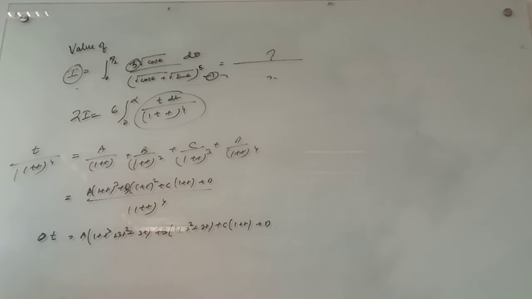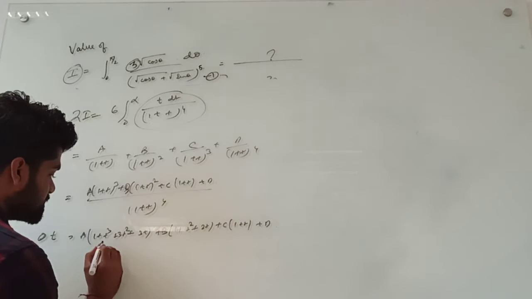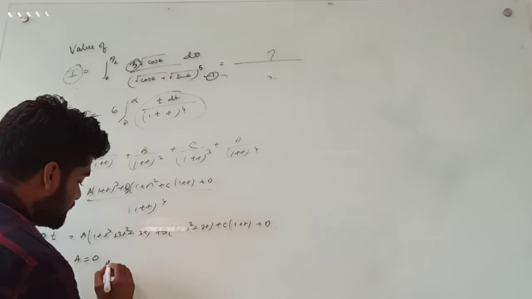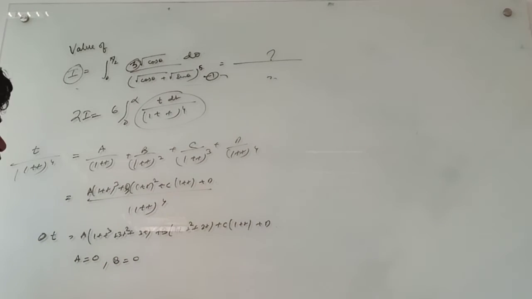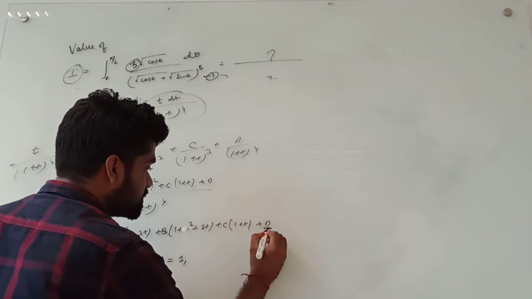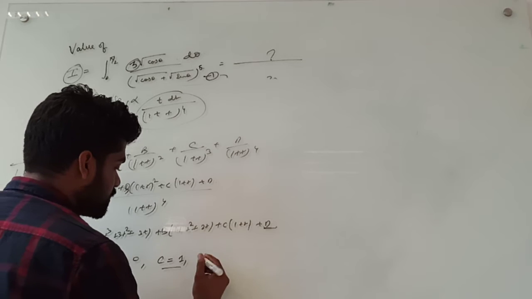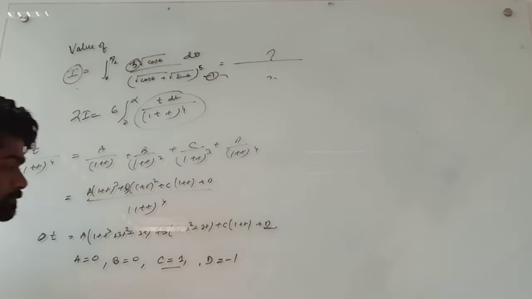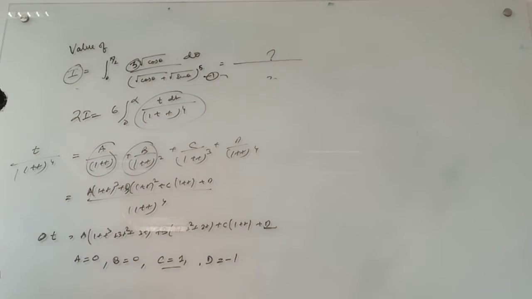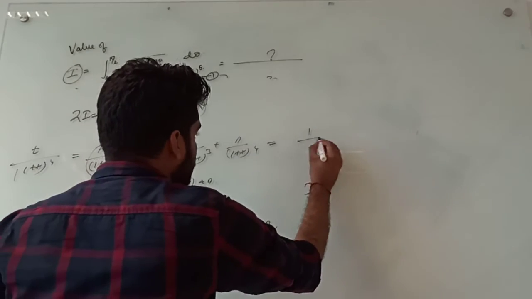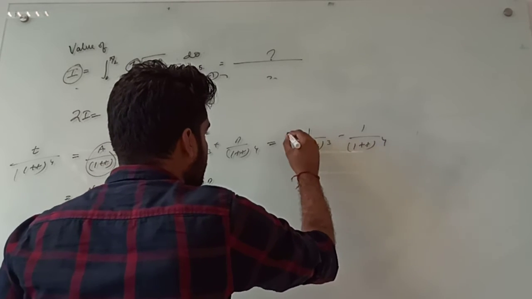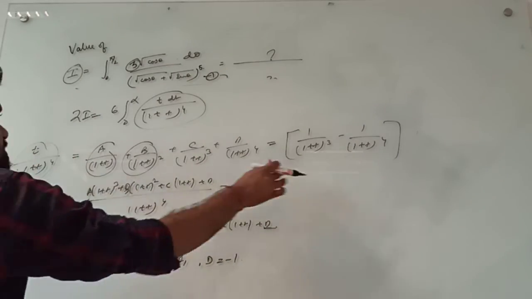So if I compare both sides, because there is no t cube term, the a term will be 0. There is no t square term, so simultaneously b will also become 0. After comparing this one, we get c value as 1, and the value of d, because it's a constant, as c is equal to 1, will come as minus 1. Got it? So this part and this part will vanish, and we will be left with 1 by 1 plus t to the power 3 minus 1 by 1 plus t to the power 4. Correct? This particular function has this particular part.